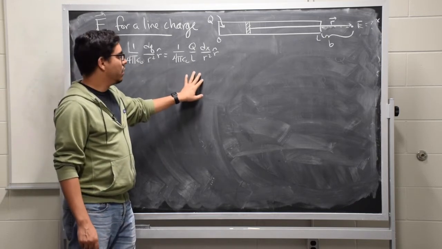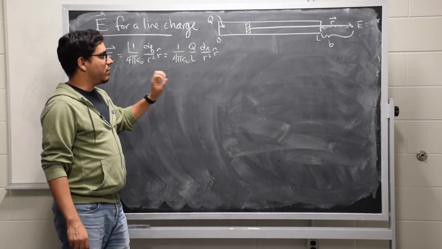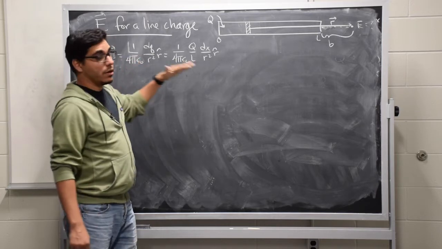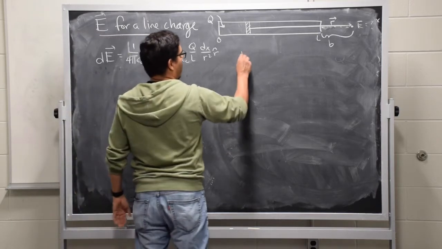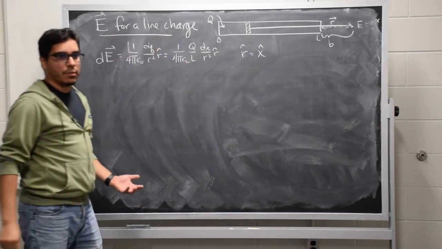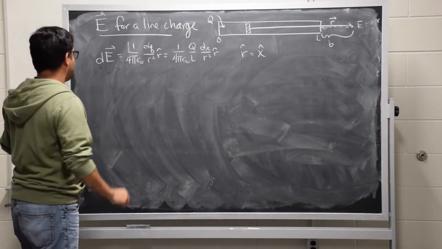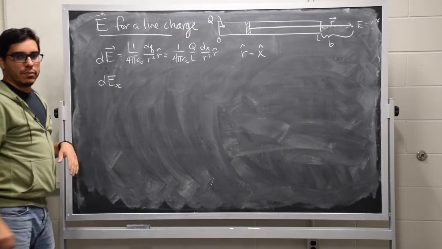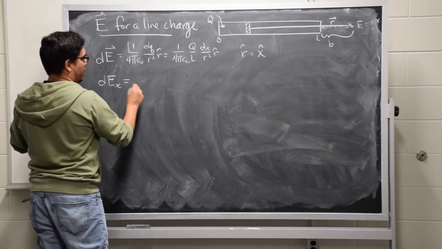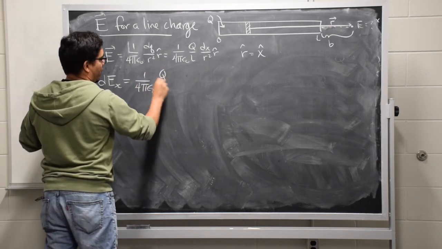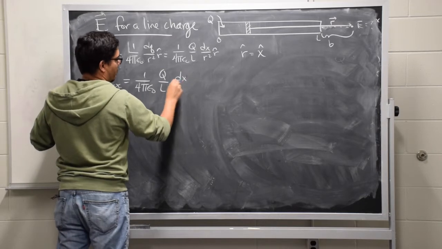Nothing has changed here. The only thing that's different now is that we've simplified our problem to focus on one dimension. So our r hat in this case is now just x hat. It's just a one-dimensional problem, so we're only going to have to deal with calculating the x component of the electric field. We will write that out as 1 over 4 pi epsilon naught, q over L, dx over r squared.